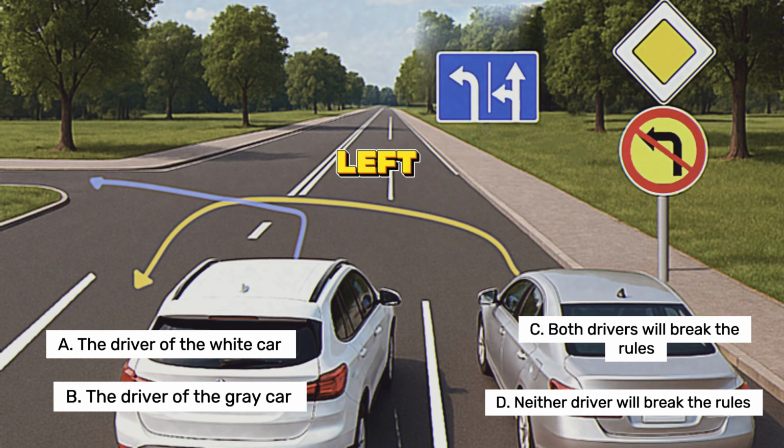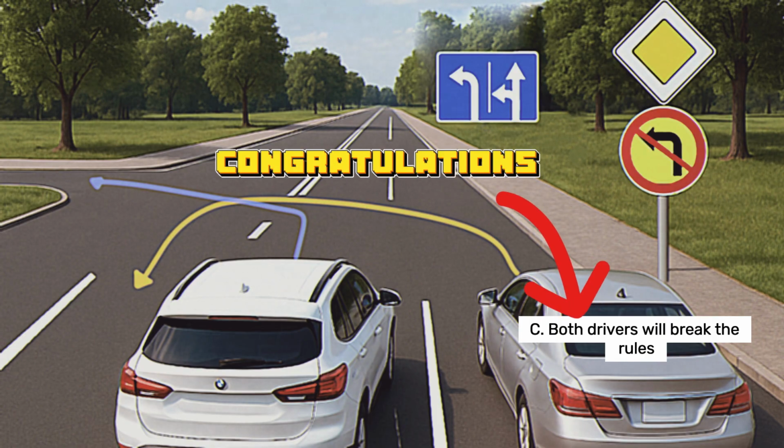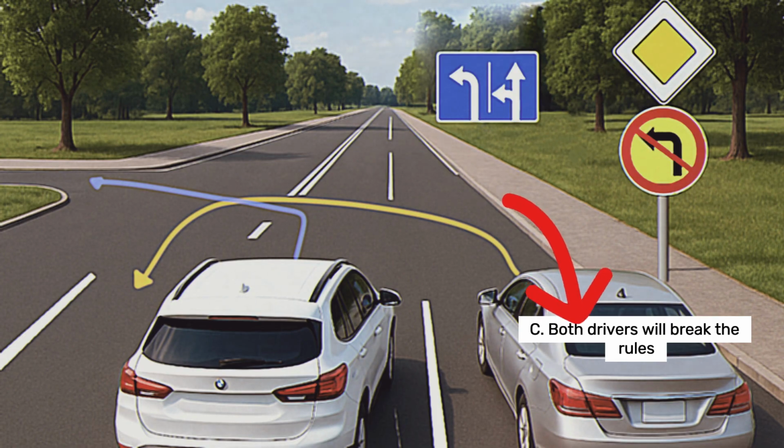if he turns left. However, this sign does not prohibit a U-turn, but since the driver of the gray car approached the intersection in the right lane, this maneuver will also be considered a violation of the rules, since it is allowed to be performed only from the far left lane. Accordingly, the correct answer to the problem is C. Congratulations if you chose it.